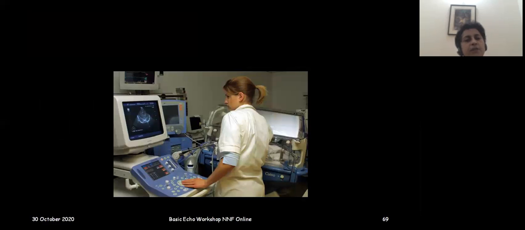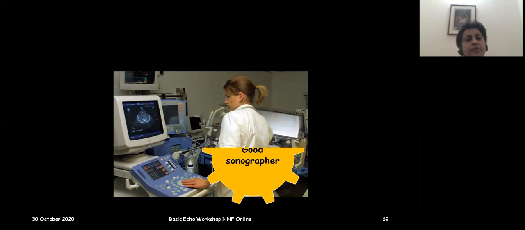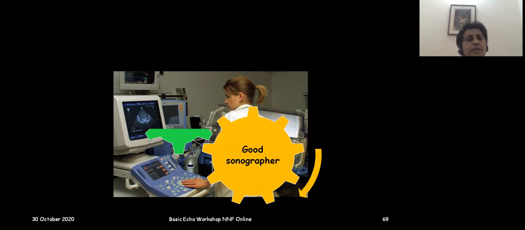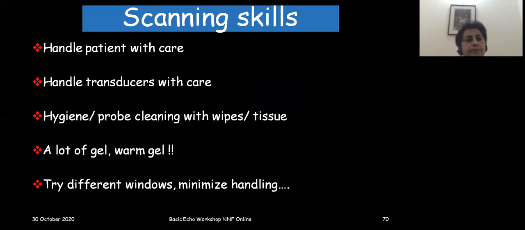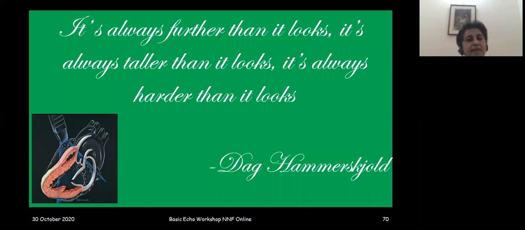Eventually, when we do an ultrasound, what is important is a good sonographer with good knowledge. We need a good machine and good probes, but more than anything, it is the knowledge that we have in order to create good images so that we can interpret them well. Handle patients with care, and handle transducers with a lot of care. Transducers are extremely expensive. Clean them well with wipes or tissue. Use a lot of gel, if possible warm gel, and try different windows but minimize the handling.